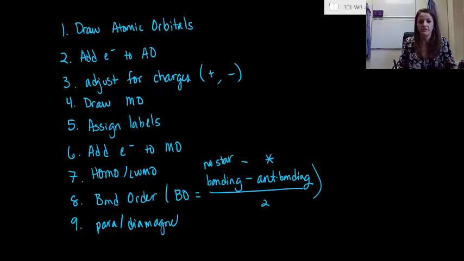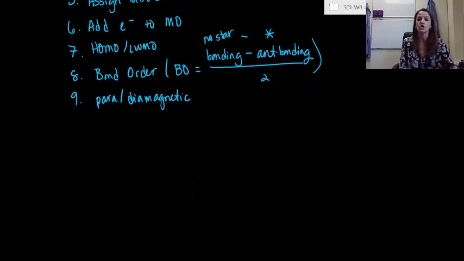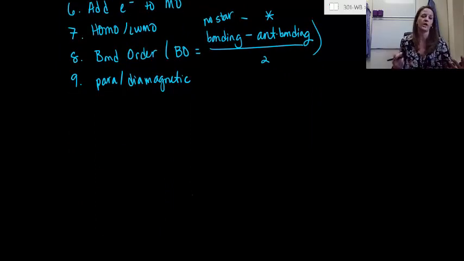So there's 9 different steps, and we're going to methodically work through a couple different examples to hopefully help you understand how to do this if you were to then ask me to do this on an exam or anything. So let's start off with the easiest example. This is the one we always start with, which is hydrogen.